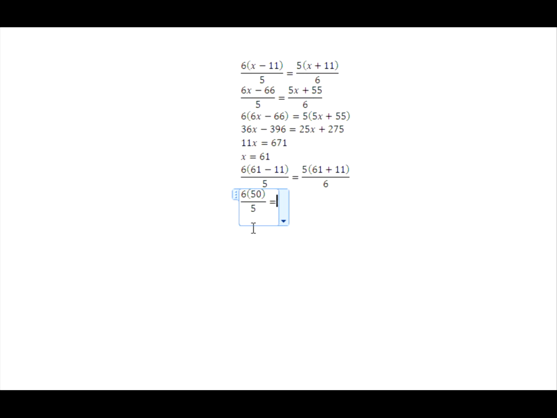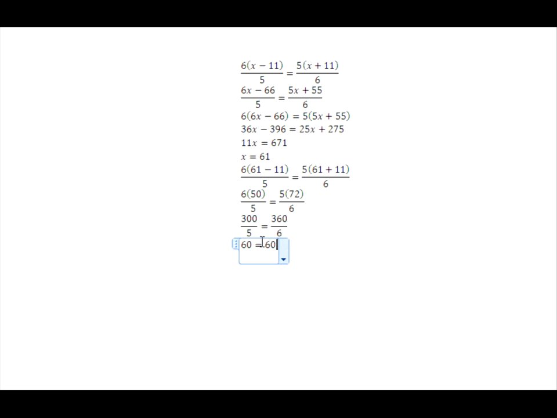5 times 72 over 6. And then we'll multiply here. 6 times 50 gives us 300 in the numerator, divided by 5. On the right-hand side, 5 times 72 is 360, and we're dividing 360 by 6. When we divide 300 by 5, we get 60. When we divide 360 by 6, we get 60 as well.